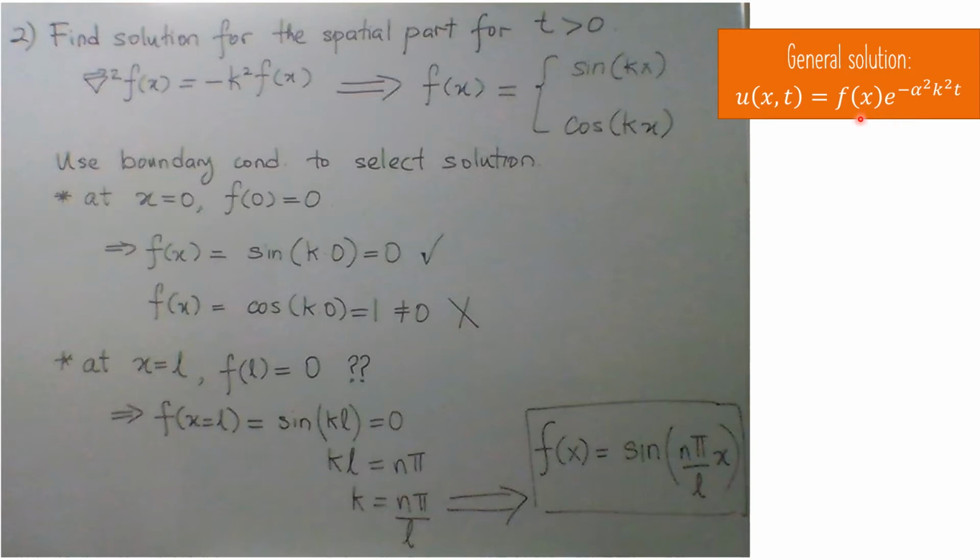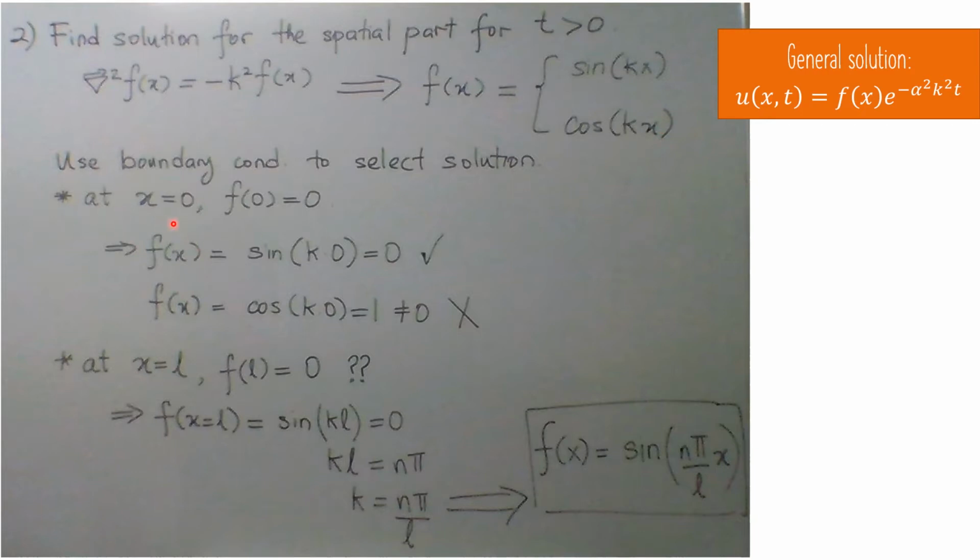You can also see that this f of x has been determined. The general solution has been determined, and the function that fulfills this equation is of the form sine kx and cos kx. From these two functions, we will use the boundary condition to select and to remove one of them.